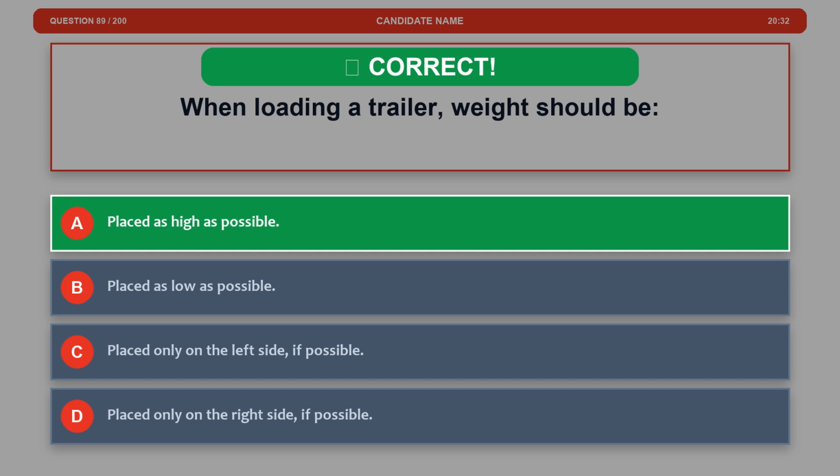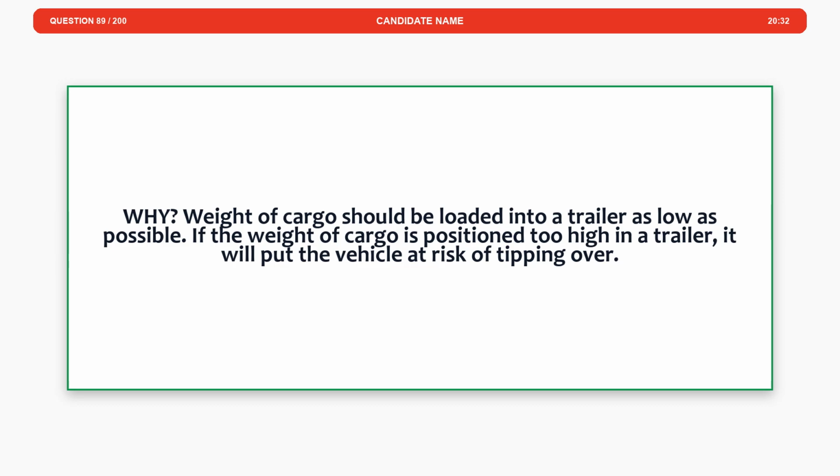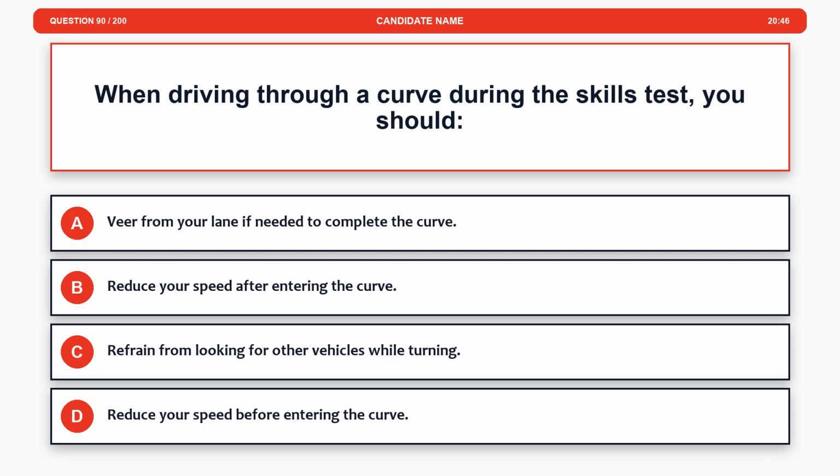The correct answer is option A, placed as high as possible. Explanation. Weight of cargo should be loaded into a trailer as low as possible. If the weight of cargo is positioned too high in a trailer, it will put the vehicle at risk of tipping over.